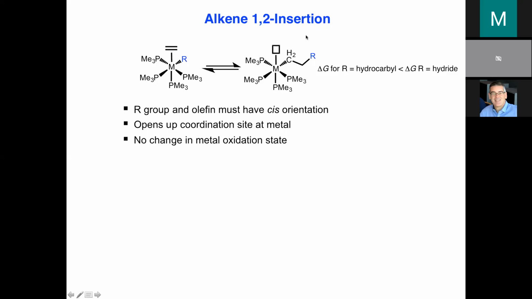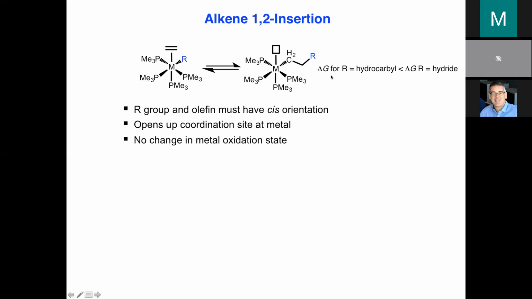In this case, this is what we would term a 1-2 insertion. What it looks like is happening is that this alkene is just inserting itself directly into this metal-R bond, with metal and R being bound to the two different olefinic carbons. Once again, we have to have cis orientation between the migrating R group and the olefin for this to occur. Just as we saw with CO, this is going to result in an intermediate where we have an open coordination site at the metal, and there's also going to be no change in the formal oxidation state of the metal.